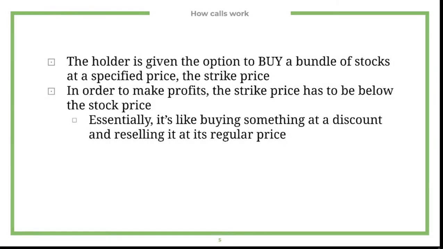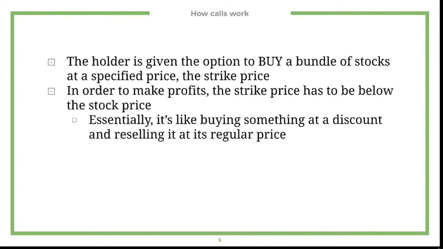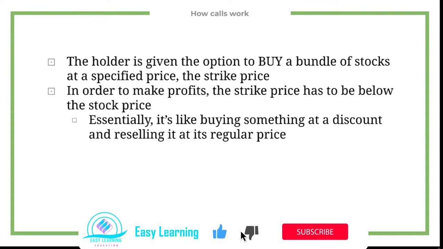So here's how calls work. Instead of having the option to sell a bundle of stocks, they have the option to buy stocks. And in order to make profits with calls, the strike price has to be below the stock price. So think of it this way. It's like buying a product at a discounted price and then reselling it at its regular retail price. It's the same thing, except we're dealing with stocks instead of your typical product.